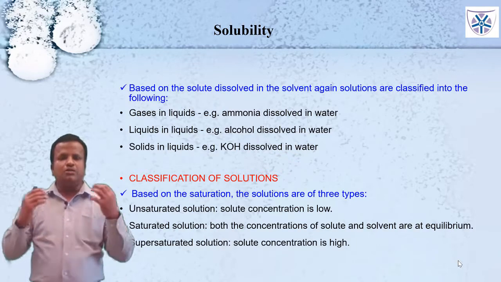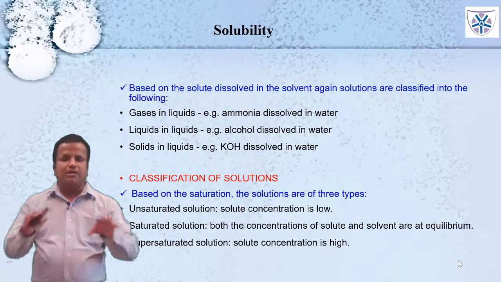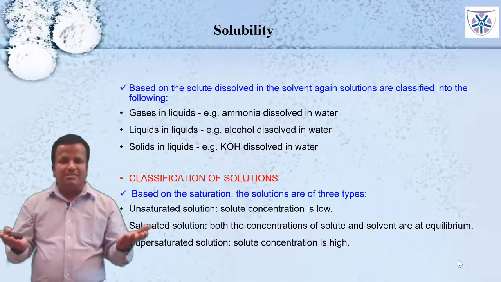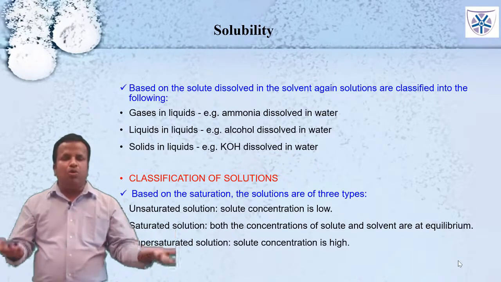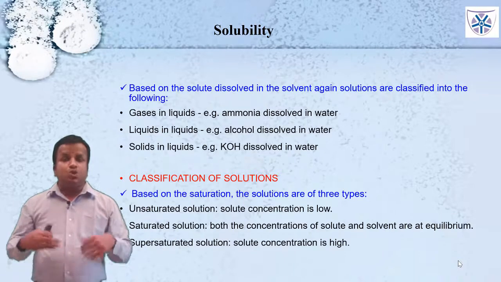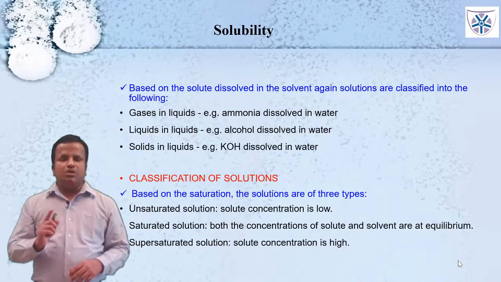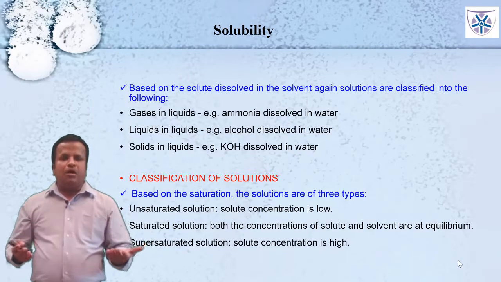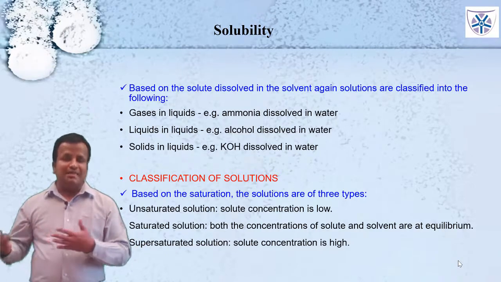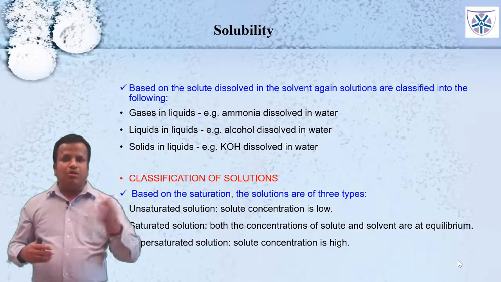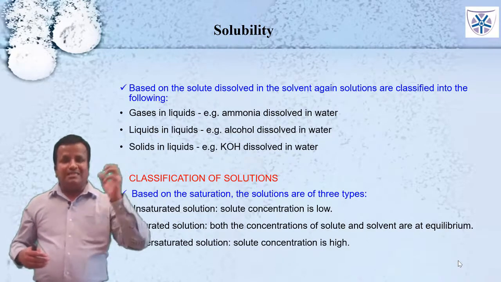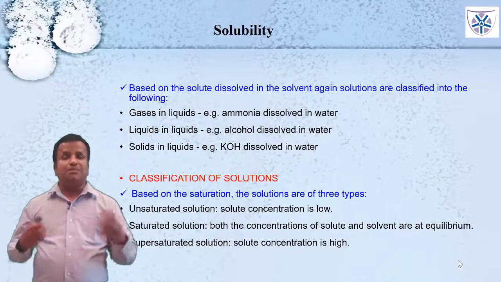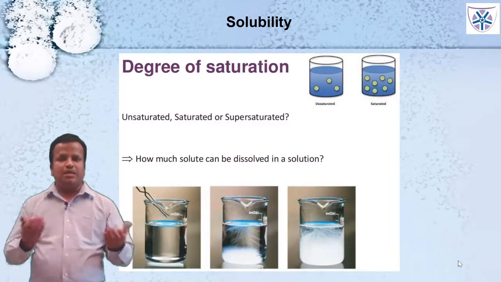That means the concentrations of solute and solvent have reached equilibrium, right? So there is no more vacant place to accept more solute. The third one is supersaturated solution. Solute concentration is high. That means it exceeds the amount the solvent can accept. If you add more solute, it will exist as solute molecules or compound in the solution. That is a supersaturated solution.